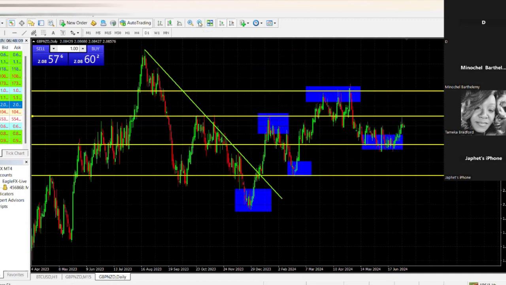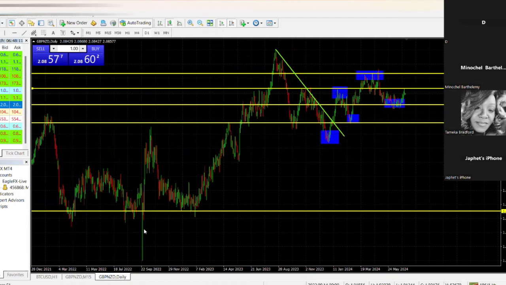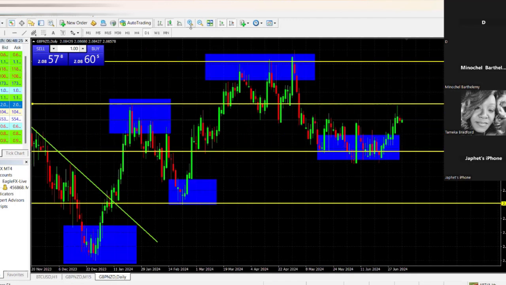I'm pretty sure you'll be able to tell if it's news, because you're going to see some crazy wicks. Usually the market will give you small wicks like this, but if it's a huge wick, that was definitely news for sure. Does that make sense?